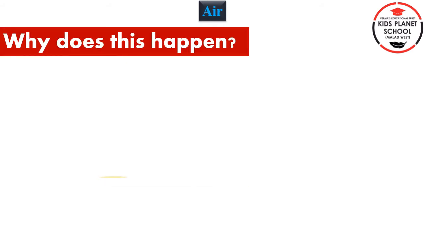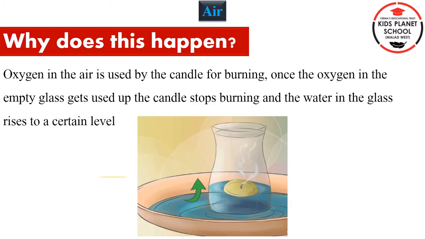Why does this happen? Children, there is a constituent in air called oxygen. It helps in burning. Once the oxygen in the empty glass gets used up, the candle stops burning and the water gets space to enter the glass. Hence, the water in the glass rises to a certain level.